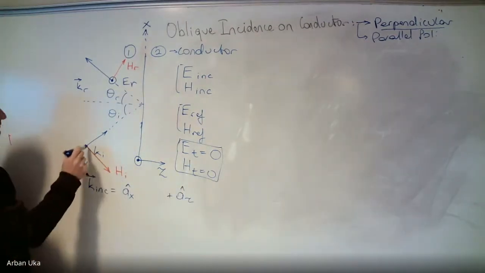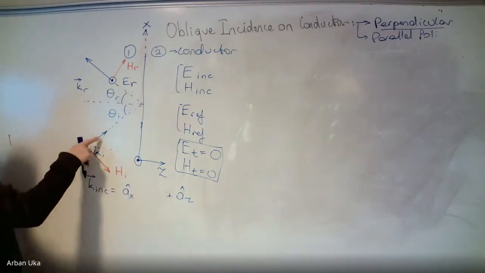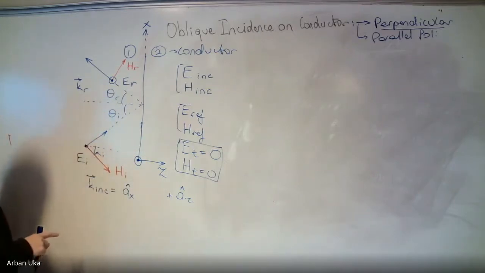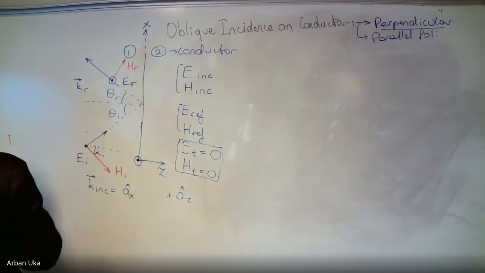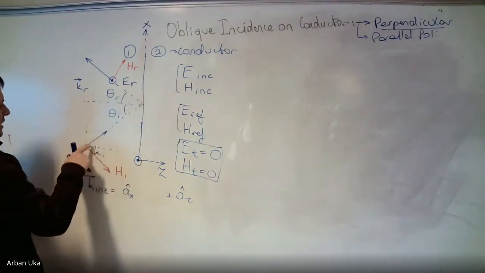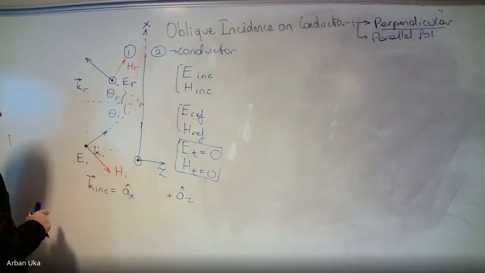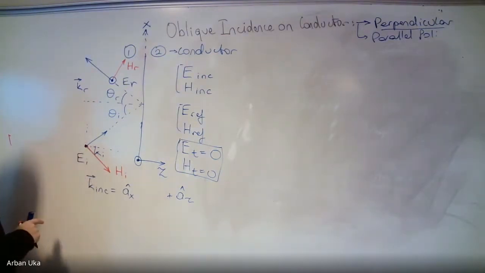And this K, let's try to observe what is the projection of this K vector along the x-axis. So this is theta I, and this is going to be, someone can help me here, what is the projection of K along the x-axis?